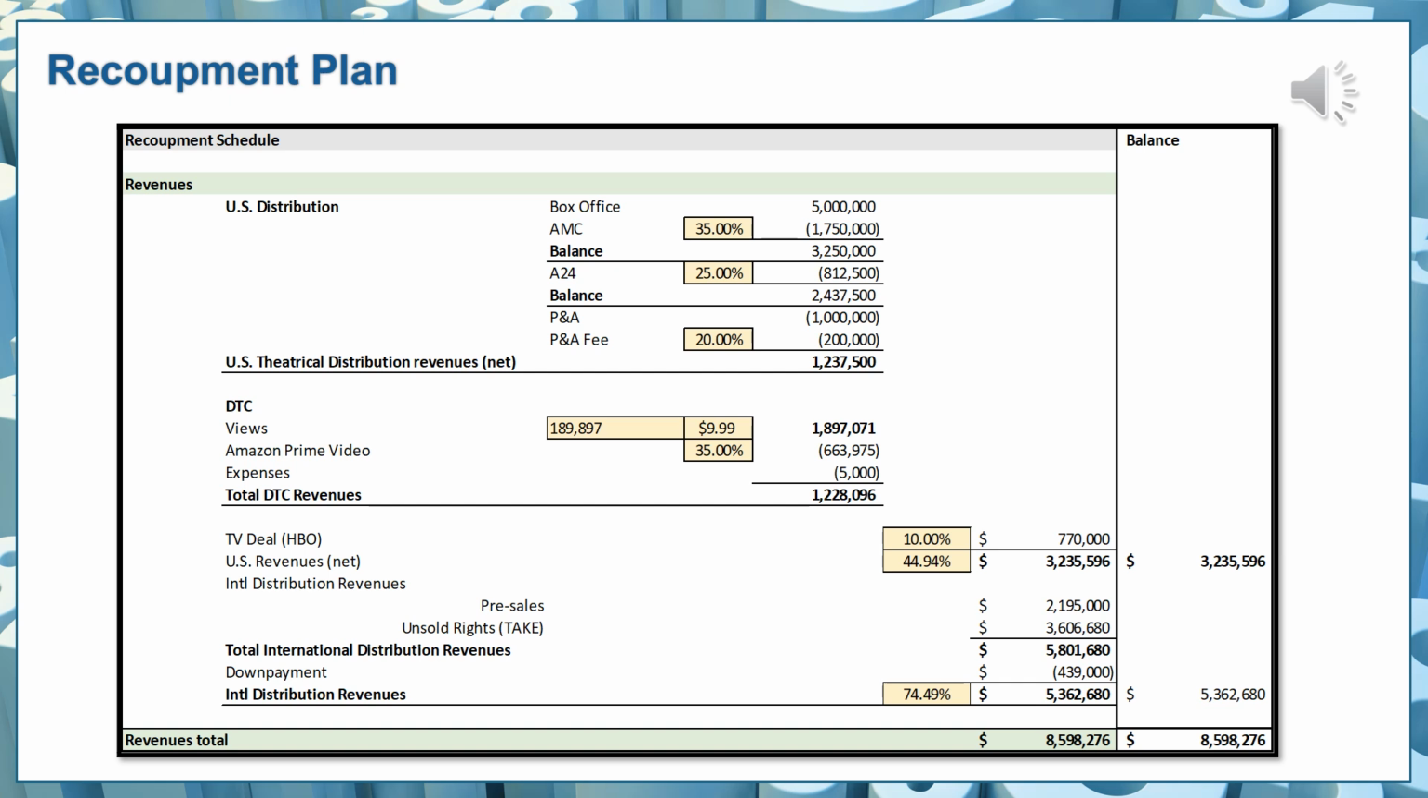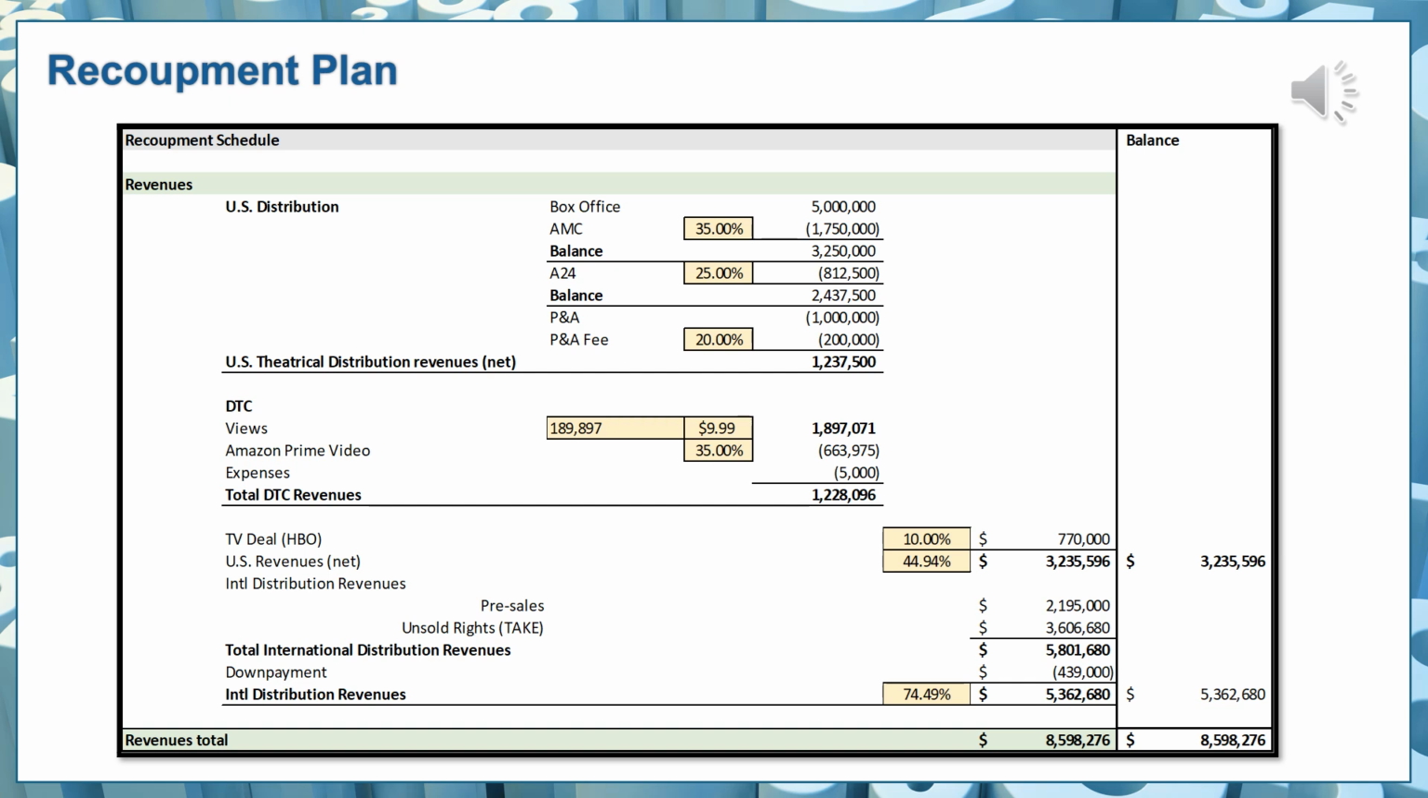We're doing a deal with HBO at 10% of the budget for the film then. That's a TV deal at $770,000. So altogether, our US revenues are $3,235,596 from these three different sections.